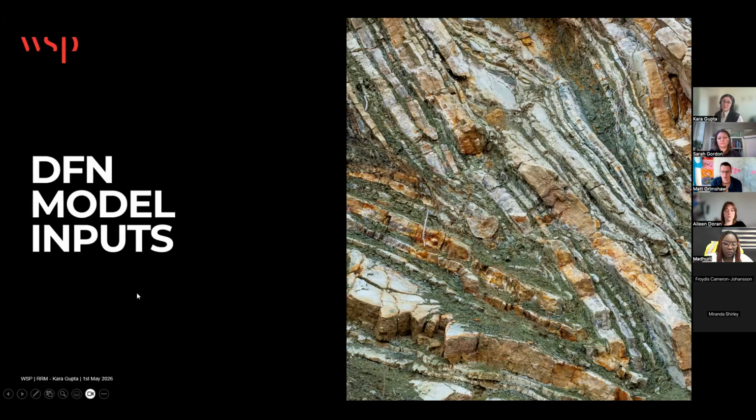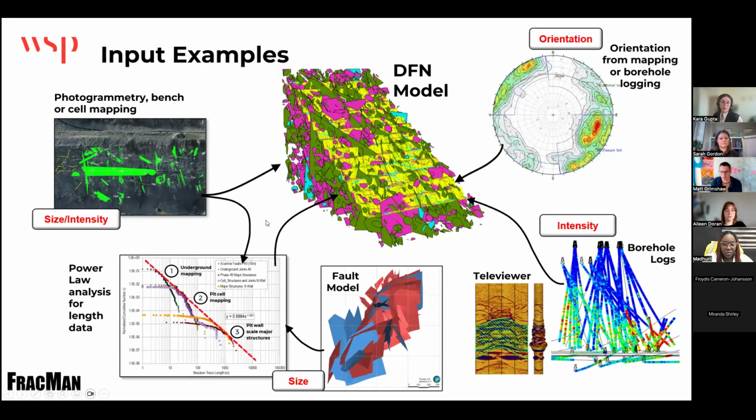So what are the inputs to this model? How can we generate it? Well, all modern data acquisition methods can be used to generate a DFN. So in order to define those three parameters that I've mentioned, for orientation, we tend to use mapping or borehole logging. Intensity can be defined using televiewer logs or photogrammetry, and size can be defined using things like the fault model, mapping, and photogrammetry as well. So once we have those three parameters defined, those are our inputs to the model to generate the DFN.